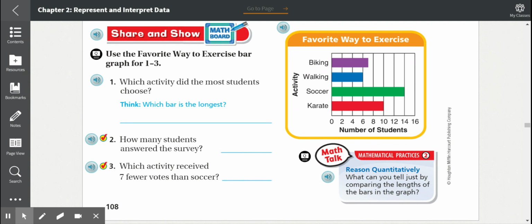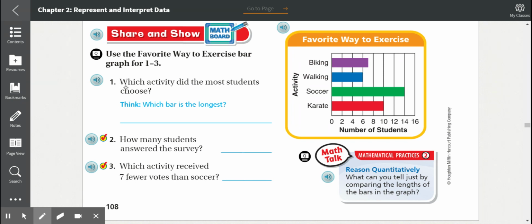So before we start, we're going to look at the bar graph and talk about it. It's called favorite way to exercise. On the side, we have the activity: biking, walking, soccer, karate. On the bottom, we have the number of students. It's going by twos. How do we know that? Because it goes from 0 to 2. 0, 2, 4, 6, 8, 10, 12, 14, 16. And that's where it stops.